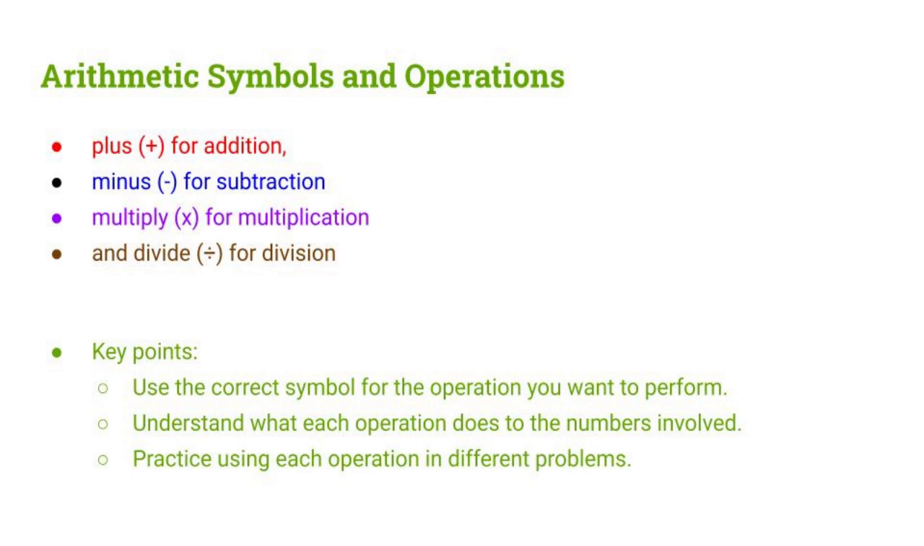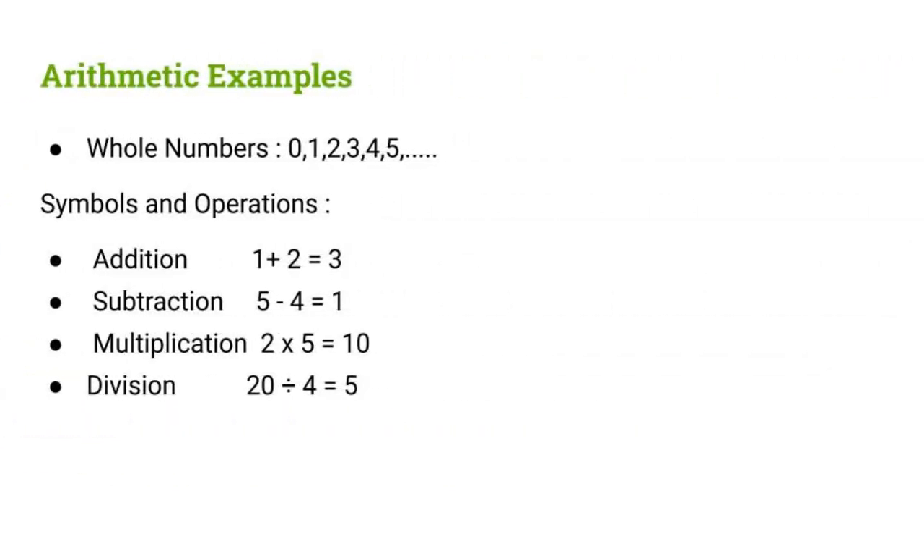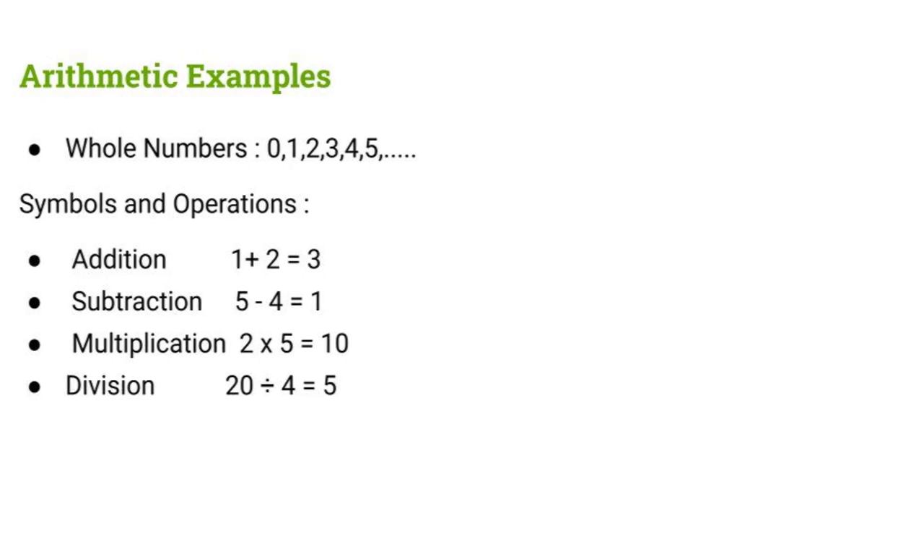Some key points to keep in mind are to use the correct symbol for the operation you want to perform, understand what each operation does to the numbers involved, and practice using each operation in different problems. Here are some examples of numbers along with various mathematical symbols and operations. The operations include addition, subtraction, multiplication, and division, and we use specific signs to represent each one.